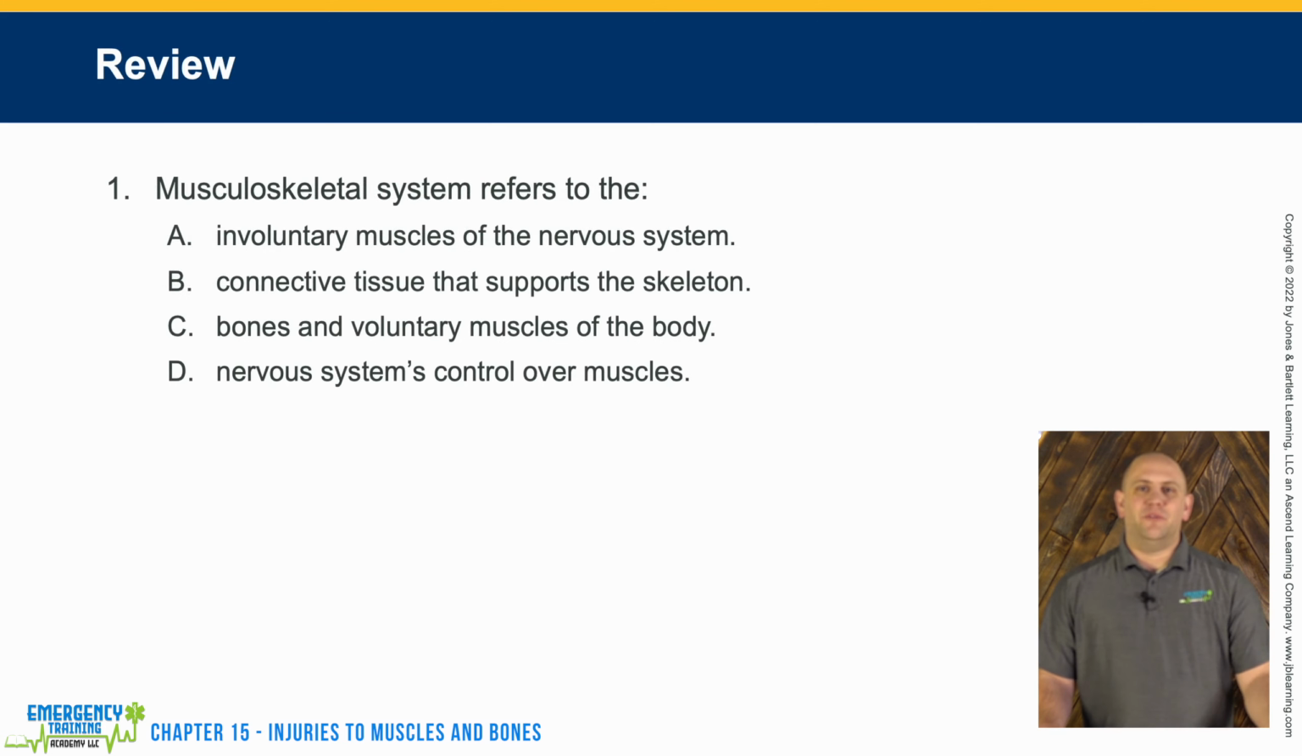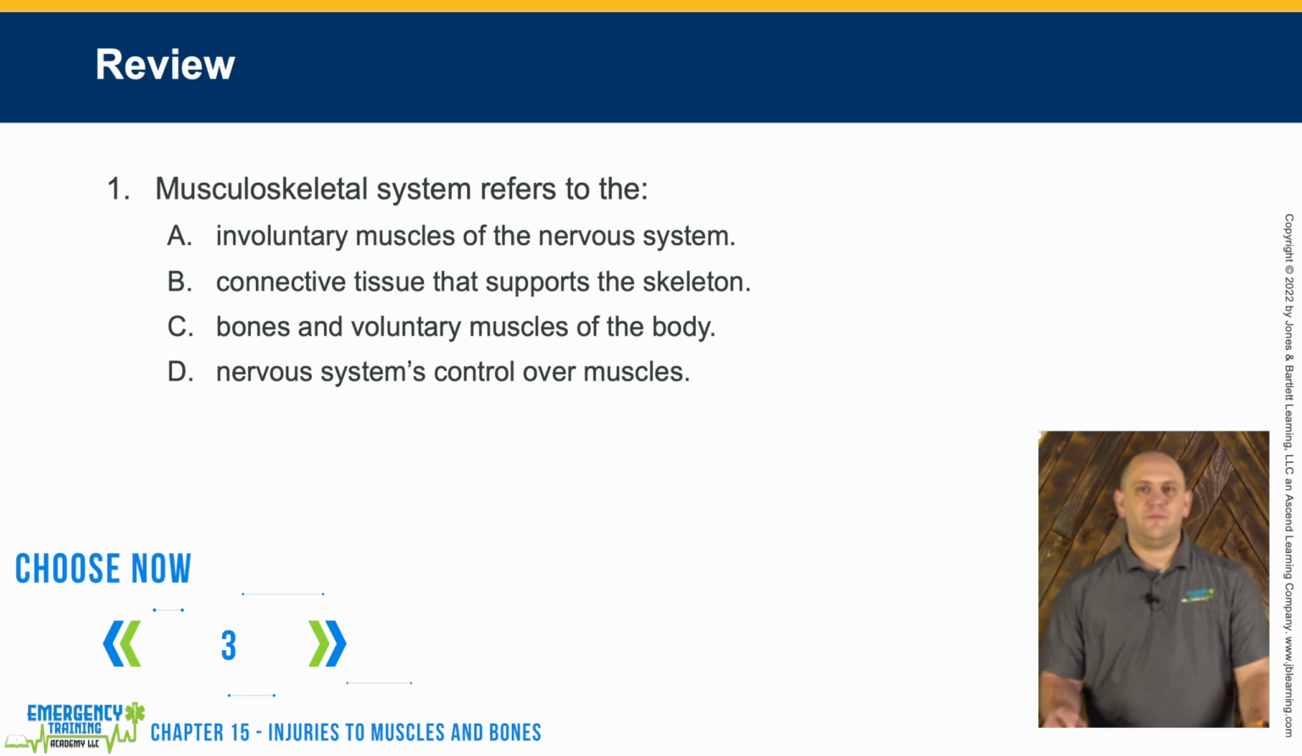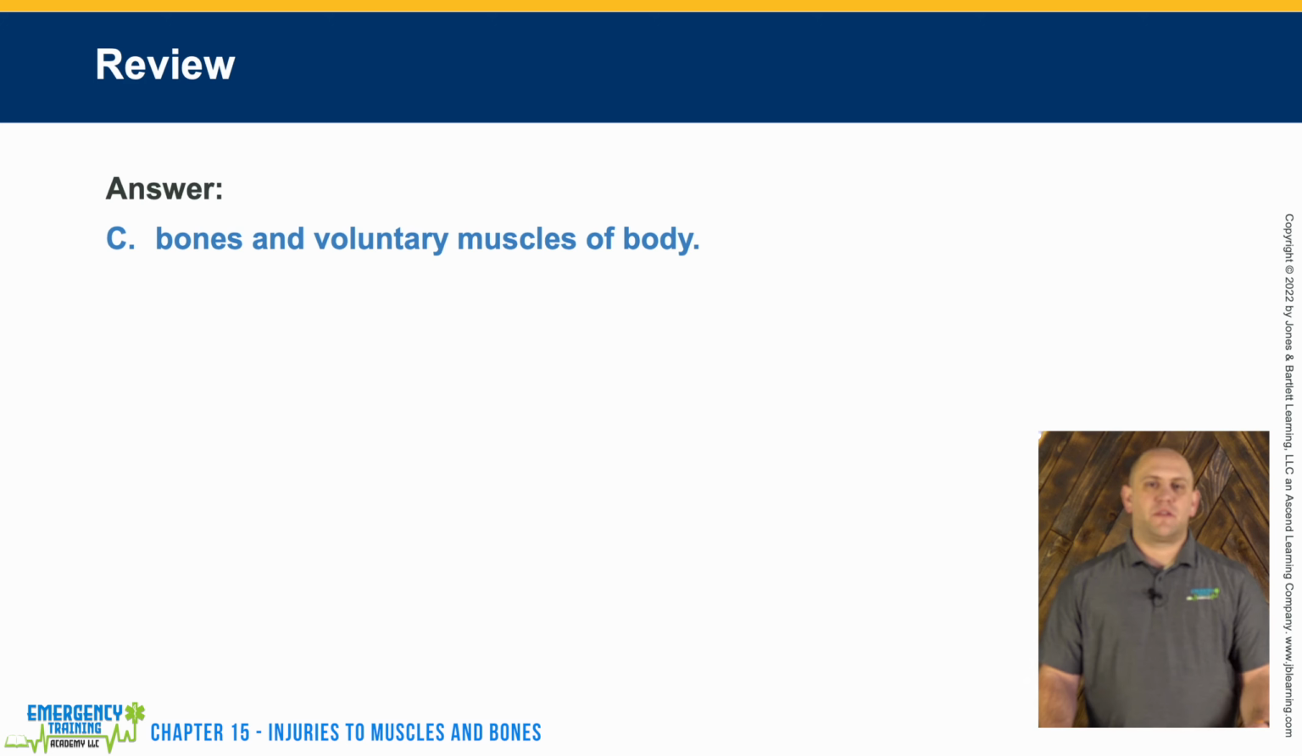All right, our review for this chapter. Musculoskeletal system refers to: involuntary muscles of the nervous system, connective tissue that supports the skeleton, bones and voluntary muscle of the body, or nervous system's control over muscles. And the answer for this one is bones and voluntary muscles of the body.